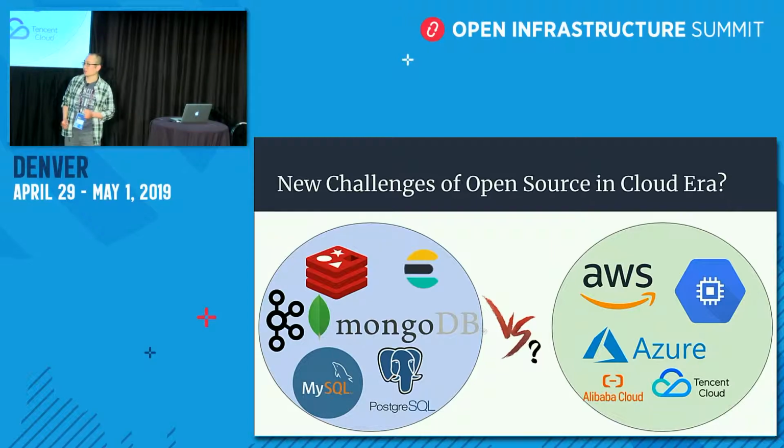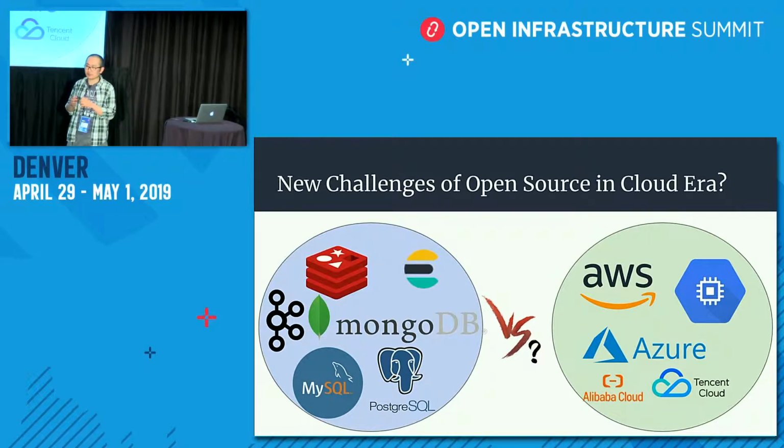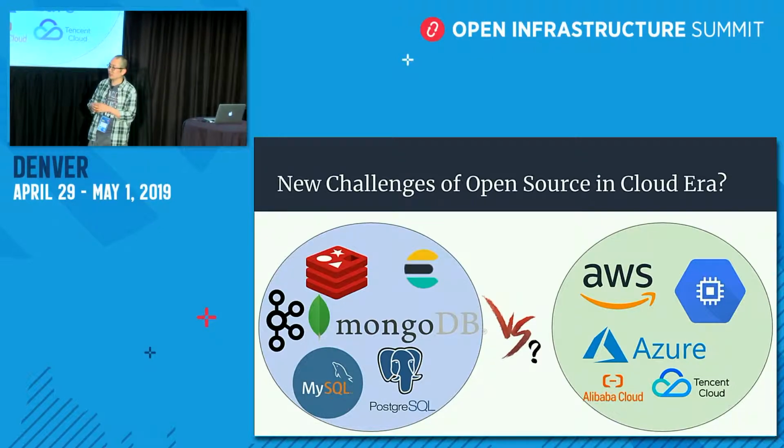Here we list several typical related open source projects, for example Redis, Elasticsearch, Kafka, MongoDB, and also the MySQL and PostgreSQL database projects. These are the most influenced projects. Next, I will talk about a summary of some events in the industry of the open source project community and the cloud industry.